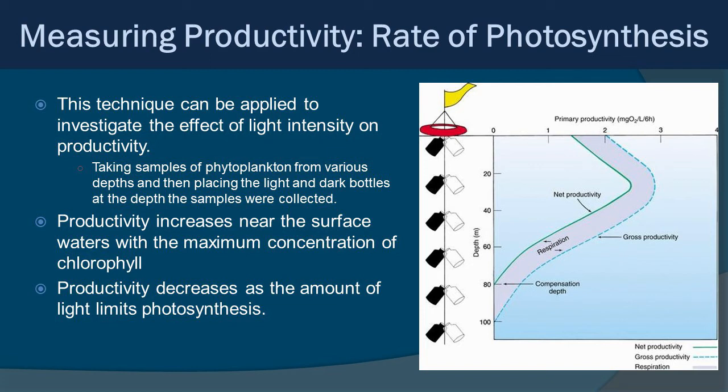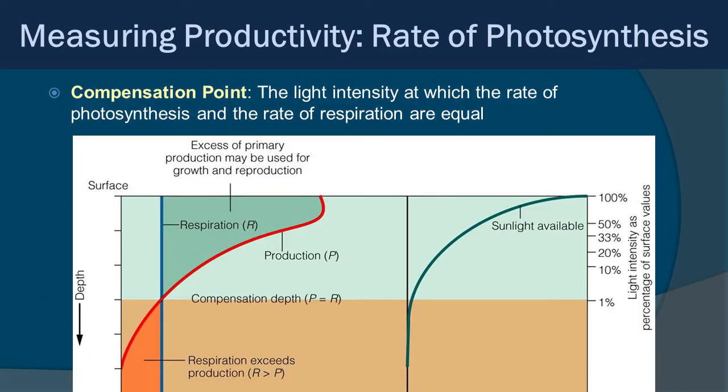And then productivity decreases as the amount of light limits photosynthesis the deeper you go. Now, the compensation point is the light intensity at which the rate of photosynthesis and the rate of respiration are equal. On the right of this graph, you'll notice the sunlight available decreases with depth, which makes total sense. Productivity follows that same line. It's higher at the surface. As you go deeper, that red line skews down and becomes less.